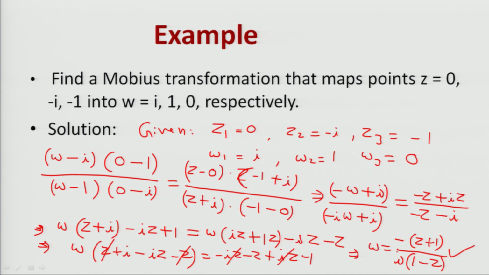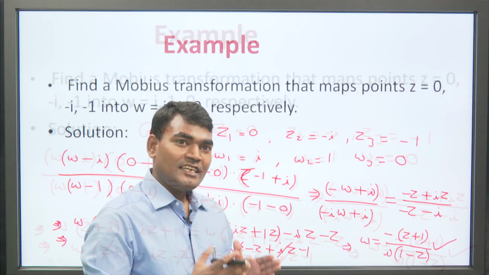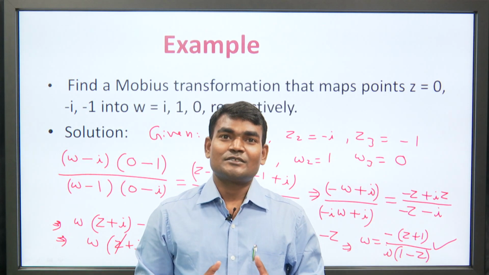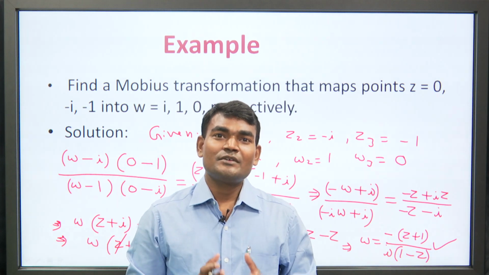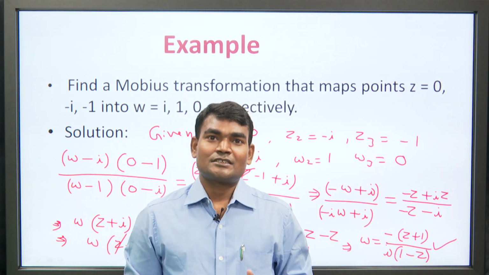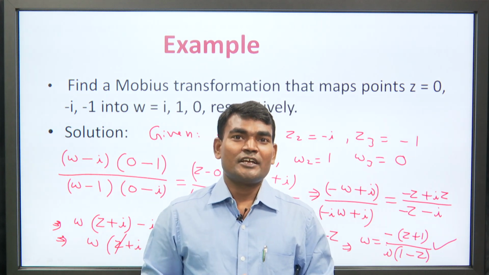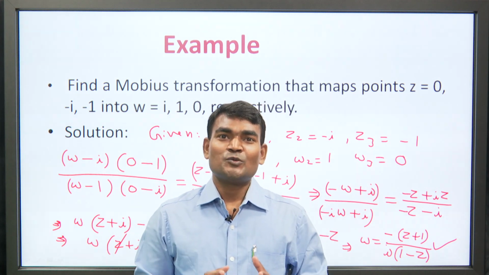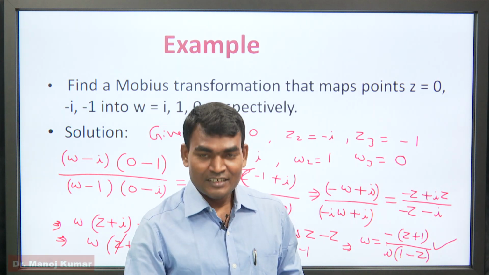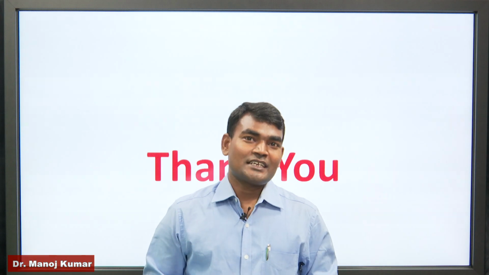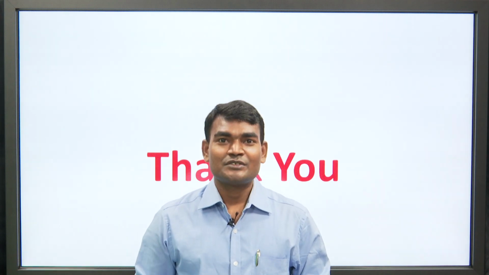So, in this way we have seen that by easy calculation we can find the Mobius transformation for a given set of 3 points in the z plane and the corresponding points in the omega plane which are mapped by the Mobius transformation. So, this is my conclusion. Thank you very much.